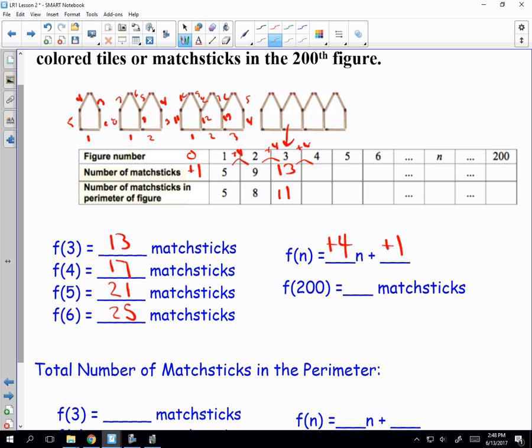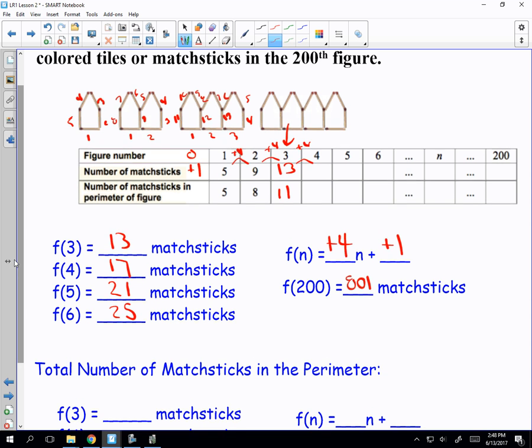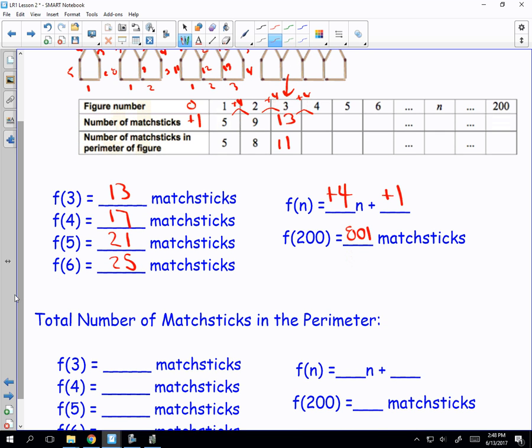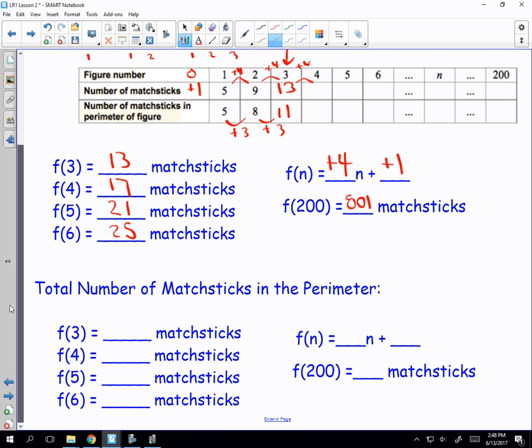So if I want to find the 200th function or 200th figure here, it's going to be 4 times 200, which is 800, plus 1, 801 matchsticks to make that figure. And then we would do the same thing in the perimeter. We can see the perimeter is a +3, +3. So we would continue on for all of those. So we've got 11 +3, +3, +3. So we're following the pattern.